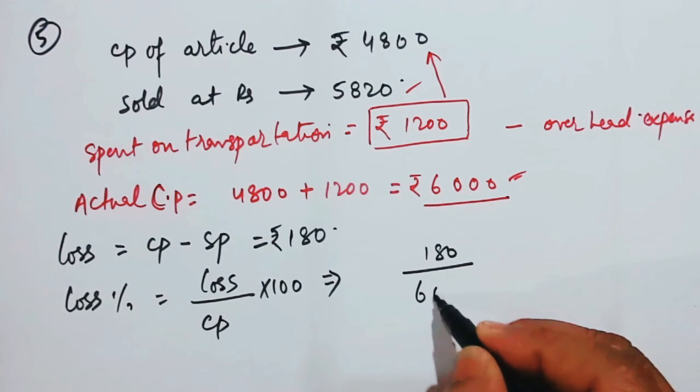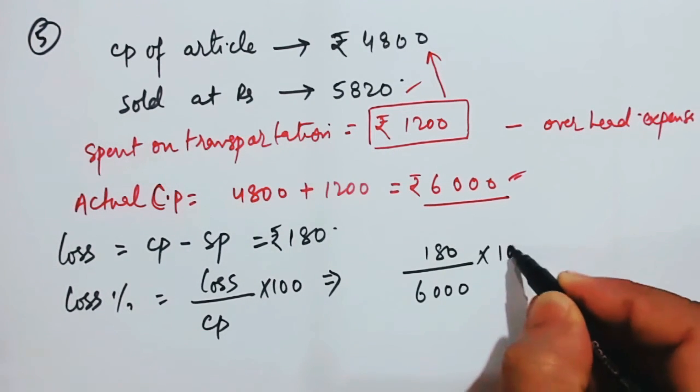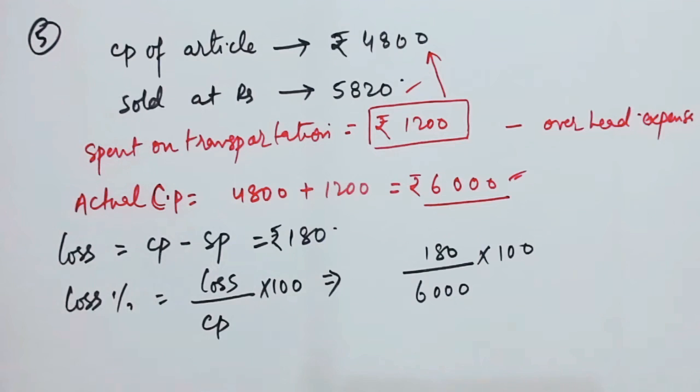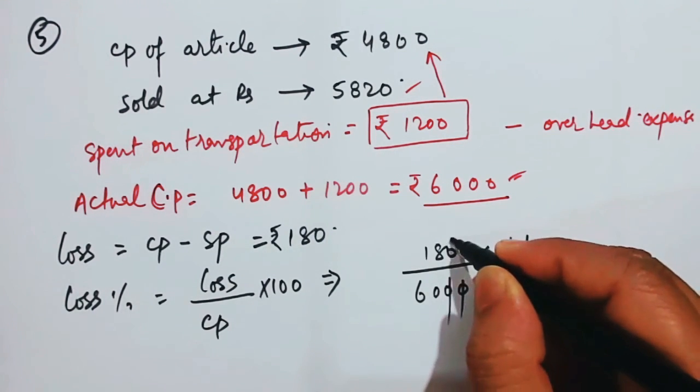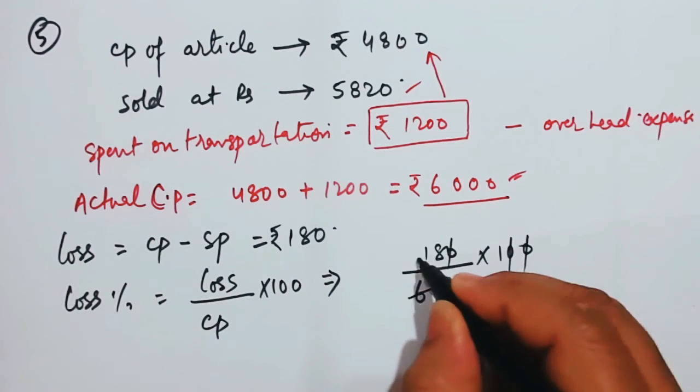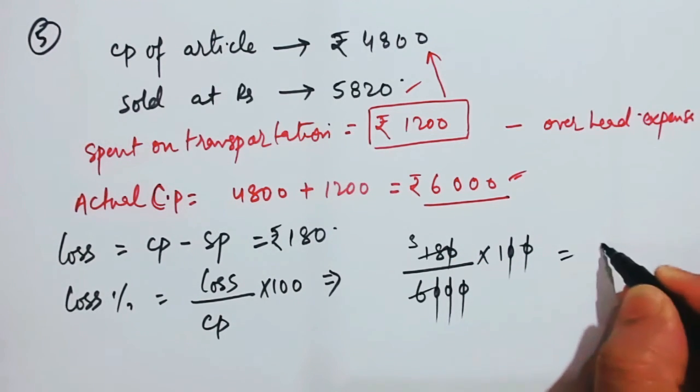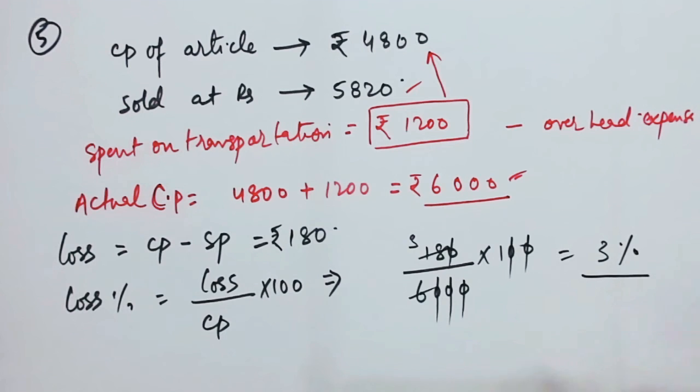6000 into 100. Let us do some cancelling. 6 3s are 3% loss. Okay? After all, if his product will not be sold, then what will happen? He will incur 100% loss. So let's say the work is done with 3%, kid. Okay.